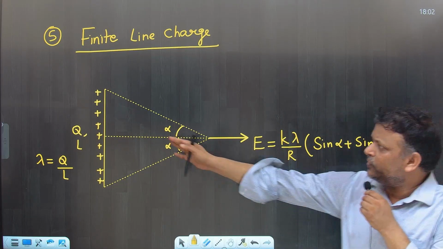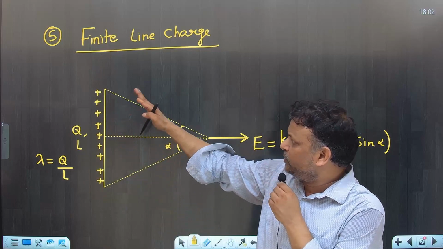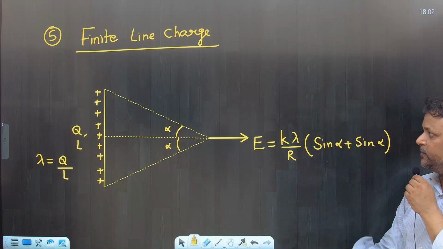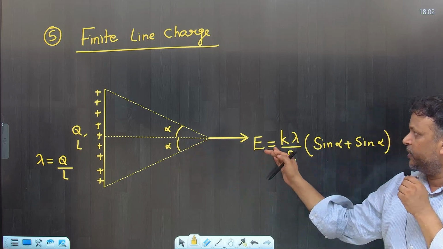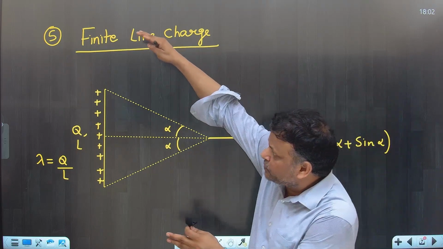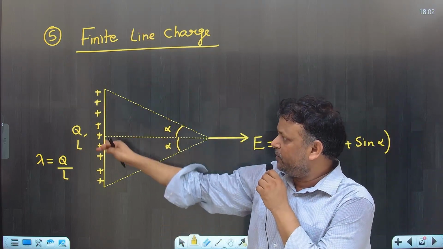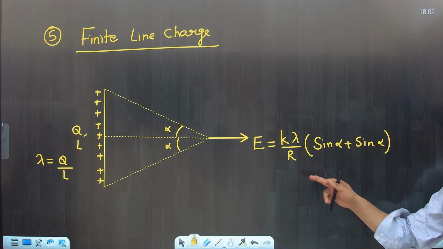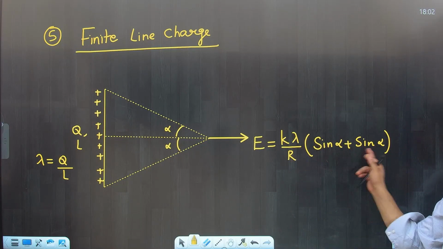You know that when it is infinite, this alpha will just become 90 degrees. So when alpha is 90 degrees, it was 2k lambda by r. Obviously, when the infinite wire becomes short, this alpha is some finite value, less than 90 degrees. So the answer will be k lambda by r into sine alpha plus sine alpha.